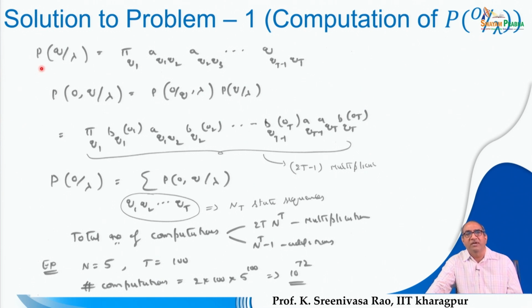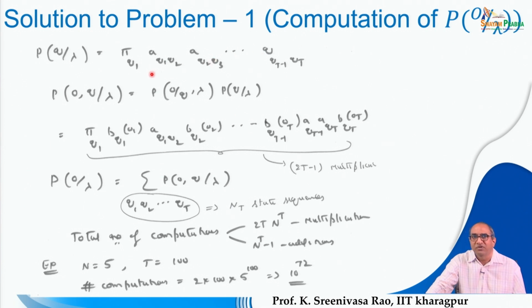In the same way, what is the probability of the state sequence, Q? We know that the state sequence is Q1, Q2, Q3, up to Qt. So, the initial probability is pi of Q1, and moving from Q1 to Q2, the next state, requires a state transition probability, a Q1 Q2. Then afterward the next state will be Q3 and the next state will be Q4.